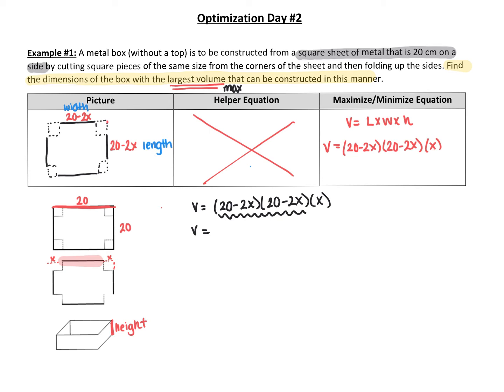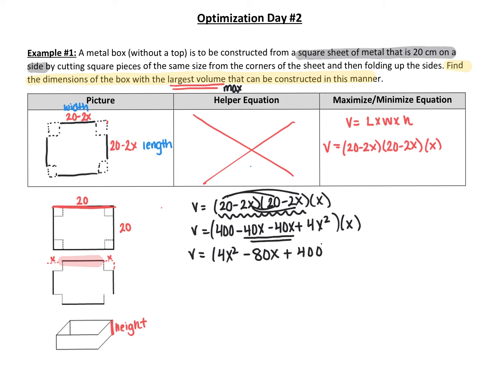So I'm going to ask you to pause the video and double distribute this and combine like terms, and then hit resume when you're ready for the answer. All right, so this is what I got. And I need to multiply this by x. Now, before I multiply it by x, I'm going to clean it up a little bit. I'm going to put the highest exponent first, so 4x squared. I'm going to combine these like terms and make it negative 80x, and then plus my 400. Now it's much neater and cleaner, so I can multiply by x. I'm going to distribute the x to all three pieces. So 4x to the third minus 80x squared plus 400x.